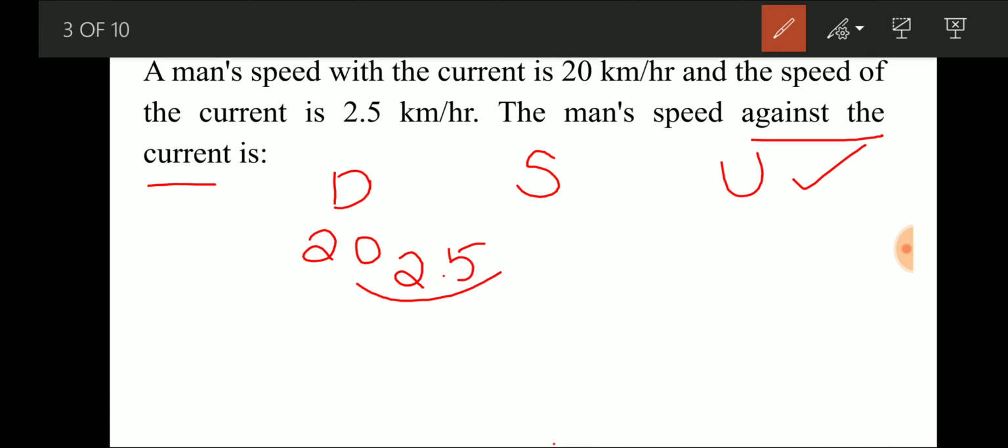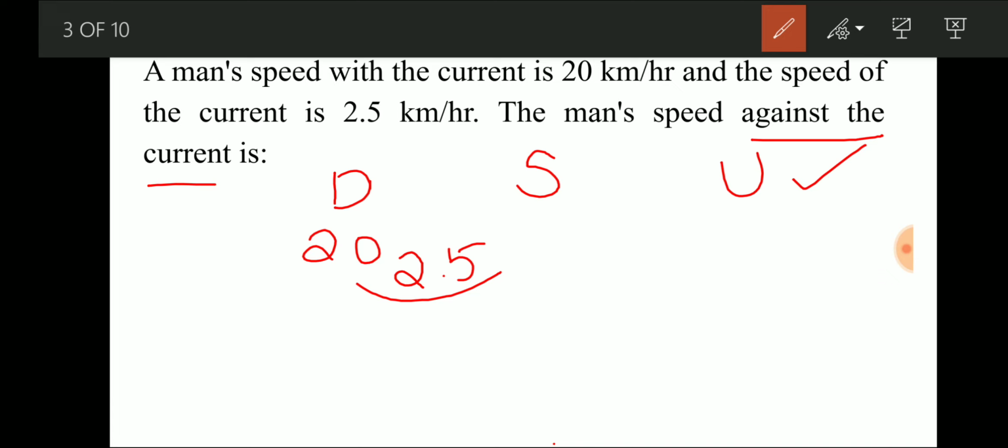In 1 hour, a boat goes 24 kilometers along the stream and 16 kilometers against the stream. The speed of the boat in still water is? It's very obvious: along the stream means downstream, which is 24, and against the stream is upstream, which is 16. It asks for the speed of the boat in still water, and we know still water is always going to be the average.